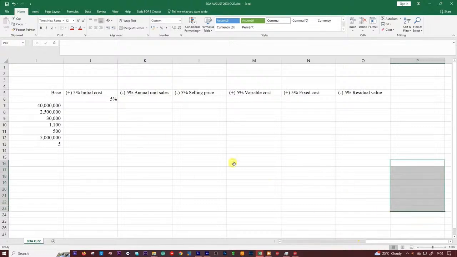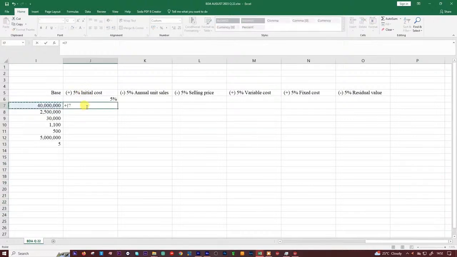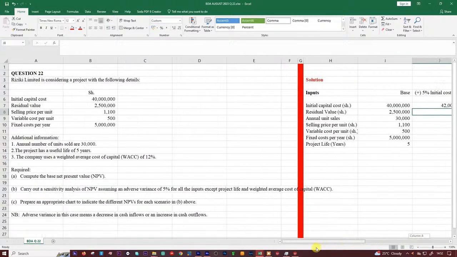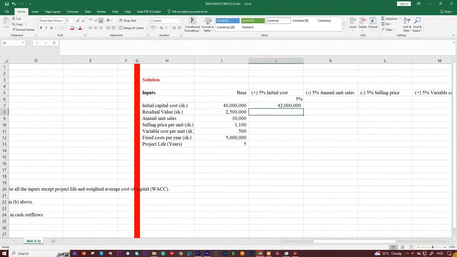So with a 5% increase, we come over here plus that value times a factor of 1 plus 5%. That's what gives us 42 million. With 42 million, we are saying the residual value remains as it is, because the residual value will remain as 2.5 million all through, whether there's going to be an adverse effect and so forth. So here is 2.2 million like that.